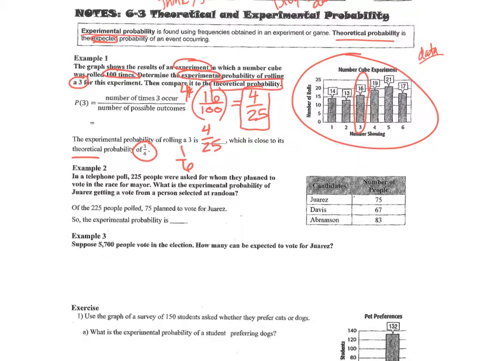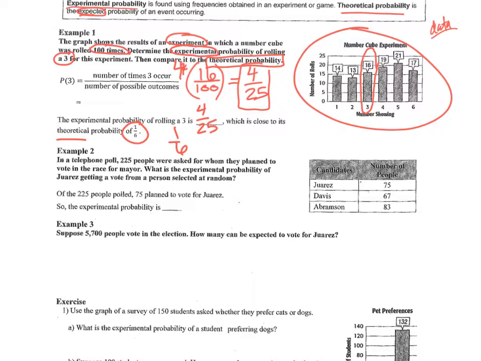So look at example 2. In a telephone poll, 225 people were asked for whom they plan to vote in the race for mayor. What is the experimental probability? So that means we're looking at this data, this chart over here. Juarez getting a vote from a person selected at random. So out of 225 people, look and see how many plan to vote for Juarez. What kind of name is that? 75. I imagine it's a last name. So the experimental probability is 75 out of 225. 225 was the total number of people voting. 75 was how many who said they wanted to vote for Juarez.